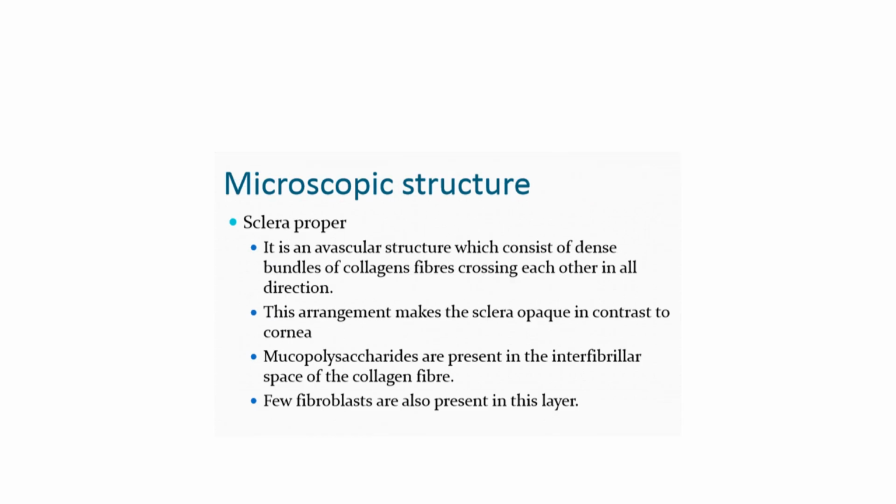Sclera proper. It is an avascular structure which consists of dense bundles of collagen fibers crossing each other in all directions. This arrangement makes the sclera opaque in contrast to the cornea. Mucopolysaccharides are present in the interfibrillar space of the collagen fibers. Few fibroblasts are also present in this layer. So, sclera proper is an avascular structure.